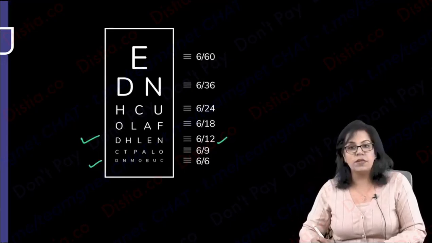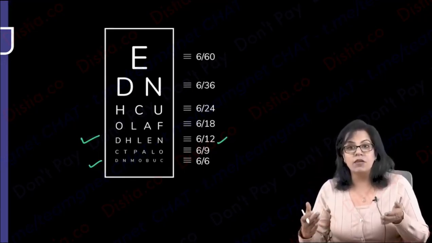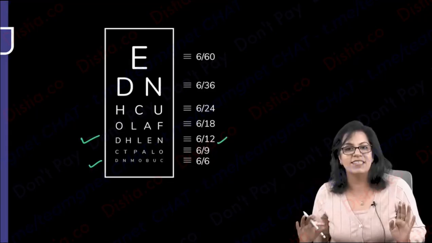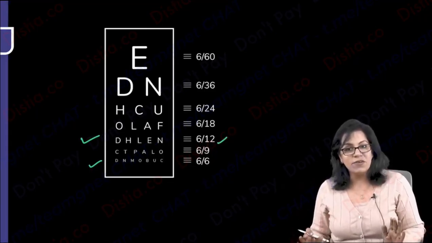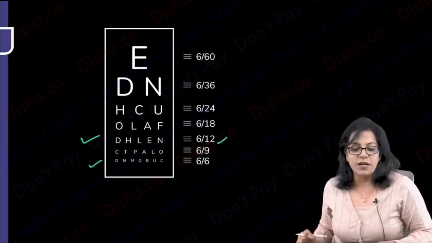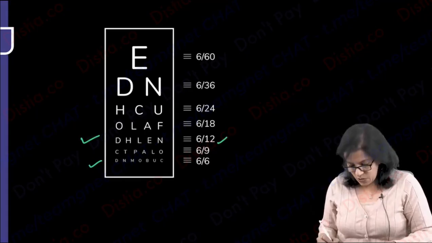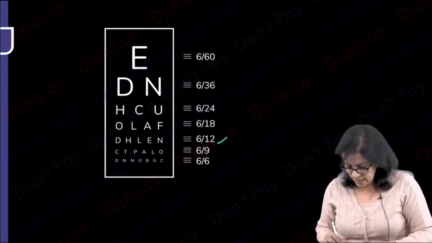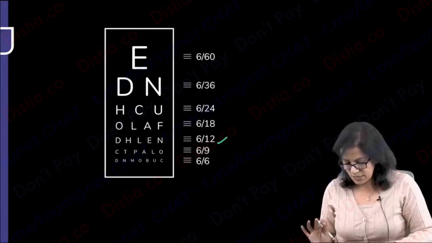So when I say 6 by 24, again it means that a normal person can read this at 24 meters, which my patient is reading only at 6 meters. Got it, all of you? So this is the basis of documenting the visual acuity, right? Okay, so I think you have understood that these are the lines here: this is your 6 by 6, 6 by 9, 12, then 18, 24, 36 and 60.